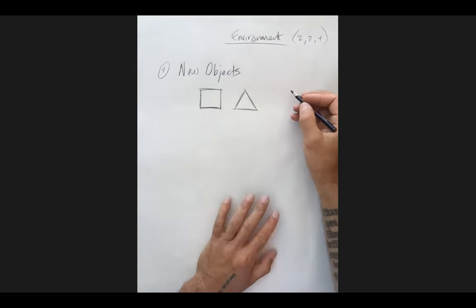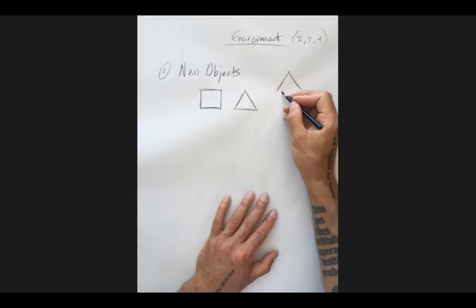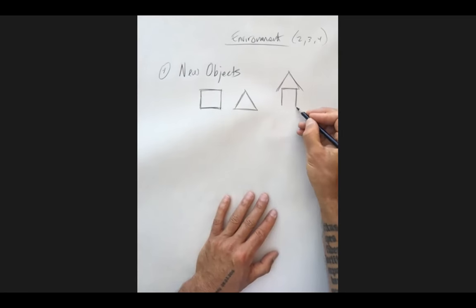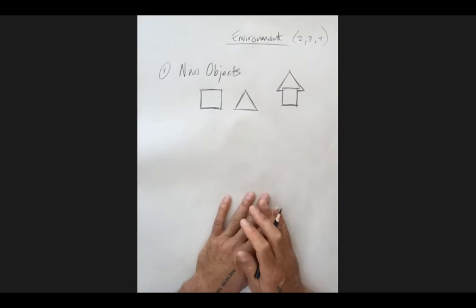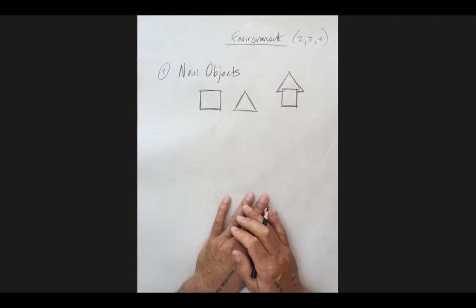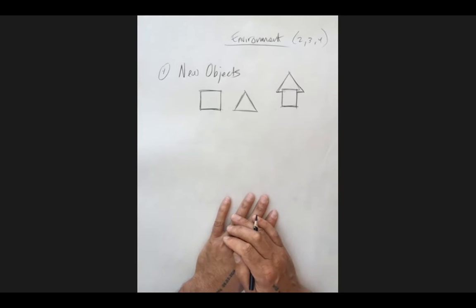Now let's say towards the end of your career, you really get a little saucy, right? And you start combining these things. So now you've got this as your pièce de résistance of your artistic career. What's the problem with combining the triangle and the square that way? People are going to think it's a house.